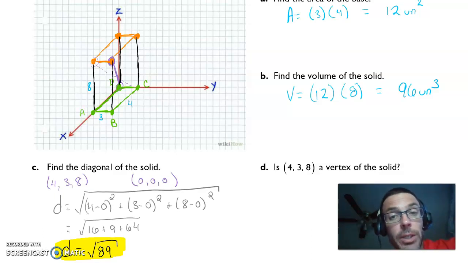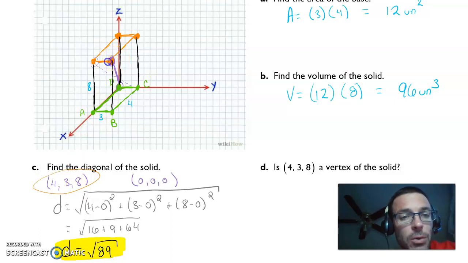Part D should be easy. We just wrote that ordered pair, or that coordinate, I should say, down. 4, 3, 8 is this coordinate right up here, so yeah, absolutely, it's a vertex of this solid.